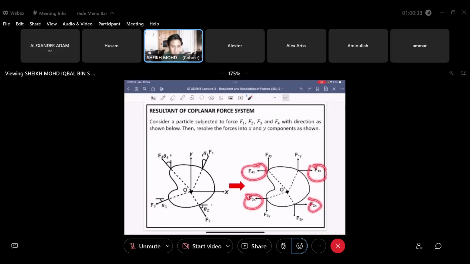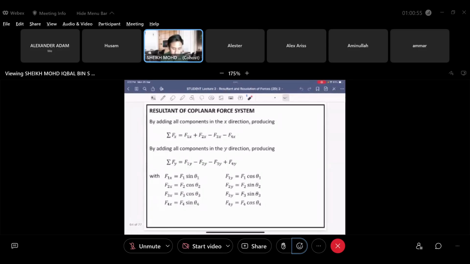The same thing for y: you take everything in the y direction because they are on the same plane, in the y plane, and you add them together to find the resultant force in the y direction. So you get something like this. Sum of forces in the x direction, F1x plus F2 minus F3 minus F4x. It's minus because they are going to the left.